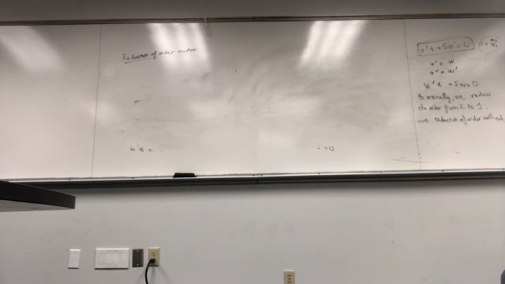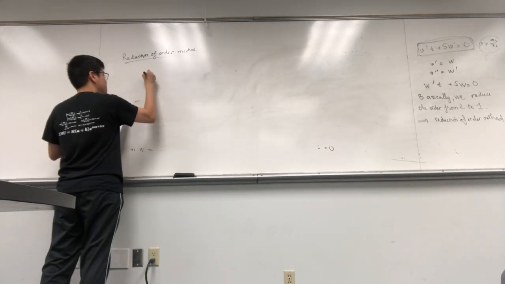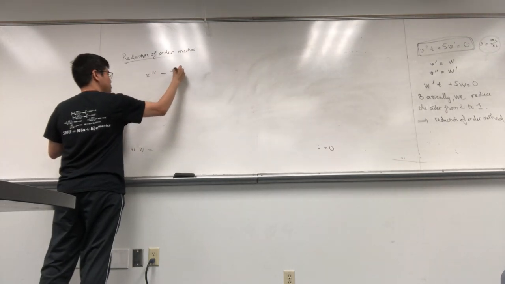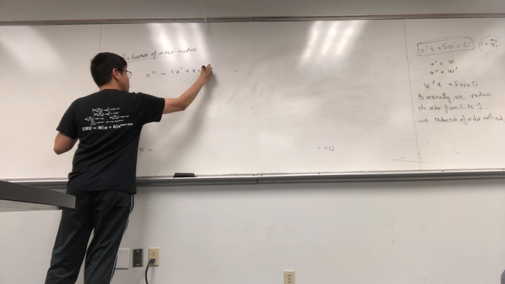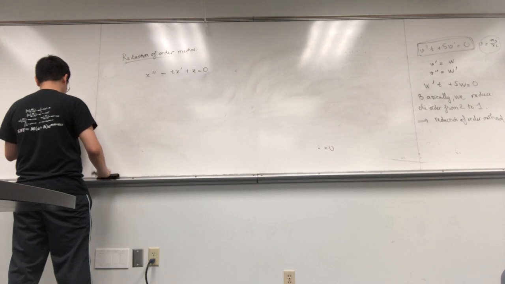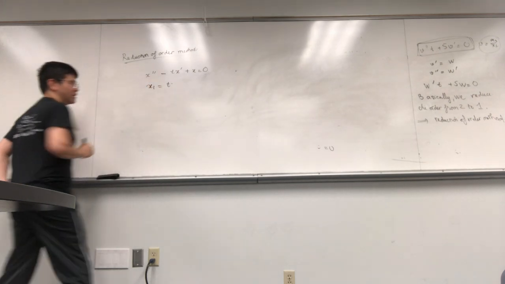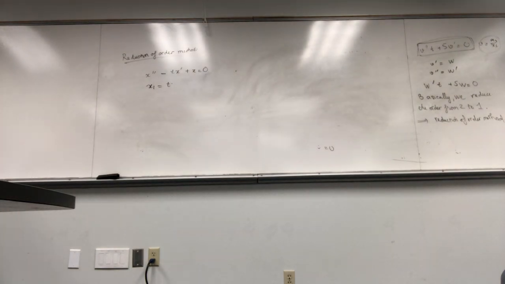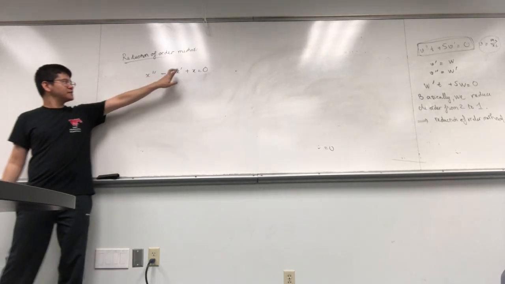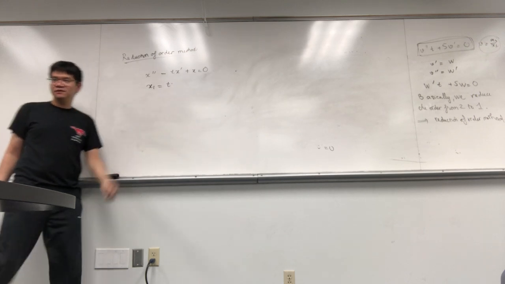So in this case, you have x second minus t x prime plus x is equal to 0. In this case, x1 is t, right? I have this equation, x second minus t x prime plus x is 0, and I give you in advance that x1 is t. Check.